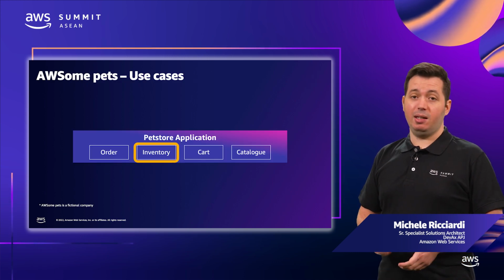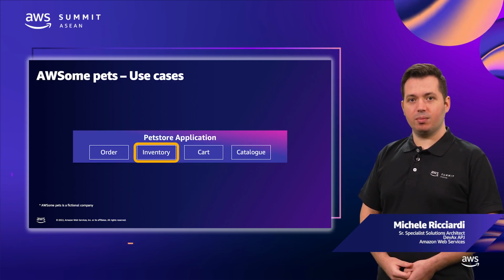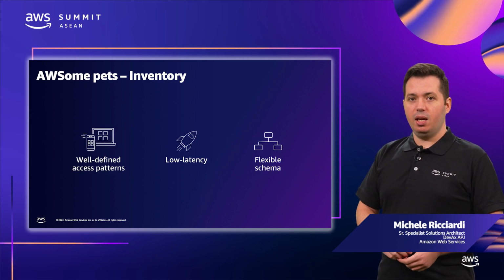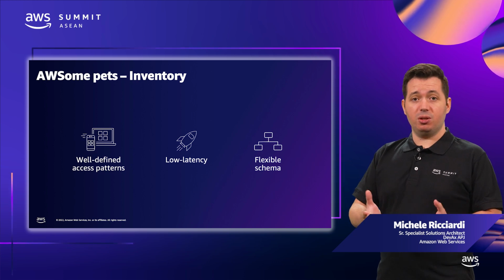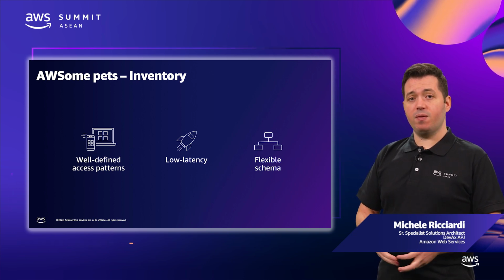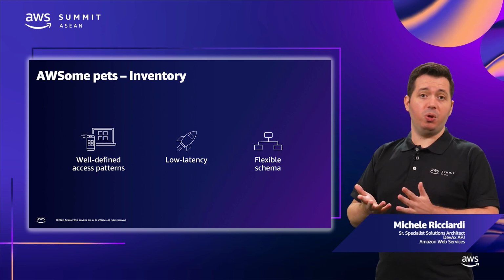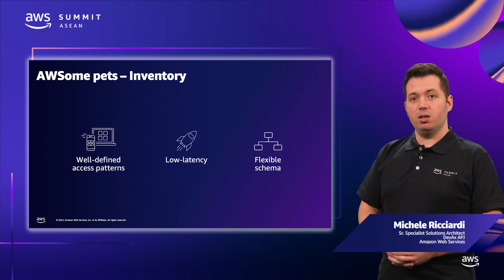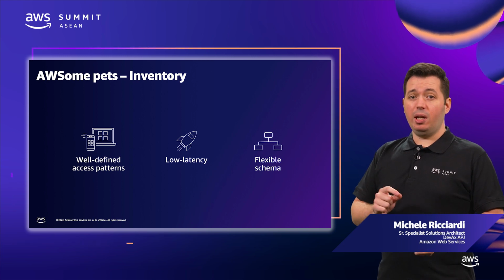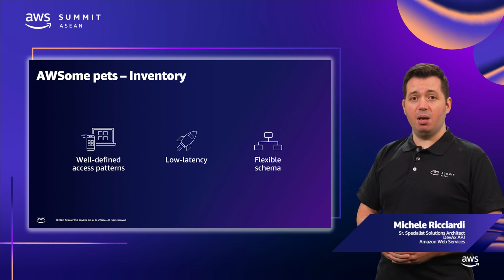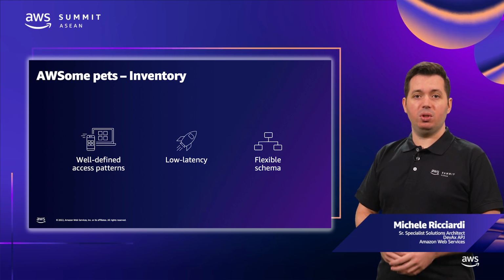Next, we will look at the inventory use case. The inventory use case has very simple functionality. It keeps track of every pet available in the store. It has very well-defined access patterns. Pets can either be added or removed from the inventory. So this use case needs to be low latency because during peak times, there could be thousands or even millions of items per hour being added and removed to the inventory.